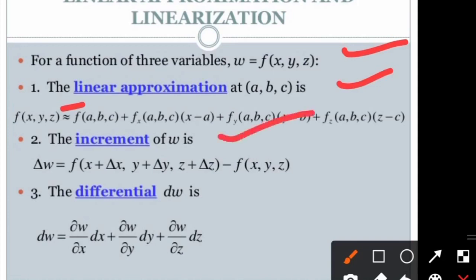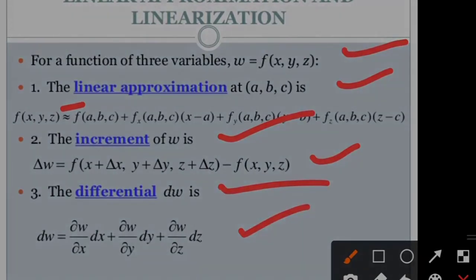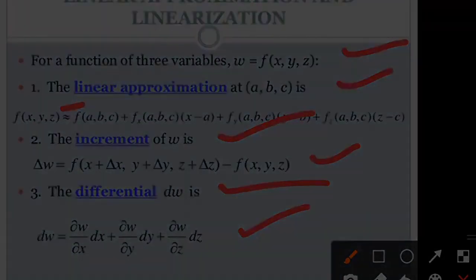Second, the increment of w is delta w is equal to f of x plus delta x comma y plus delta y comma z plus delta z minus f of x comma y comma z. Third is the differential dw is equal to dou w by dou x dx plus dou w by dou y dy plus dou w by dou z dz.